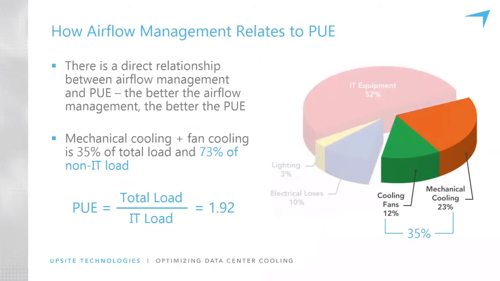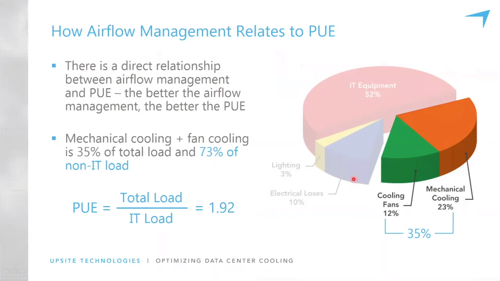And when you look at how this breaks out, when you look at the power required for the mechanical cooling and the cooling fans, this represents 35% of the total load, but a whopping 73% of the non-IT load. That means that improving the efficiency of the cooling is the greatest point of leverage in reducing the operating cost, improving the PUE, and regaining stranded capacity.